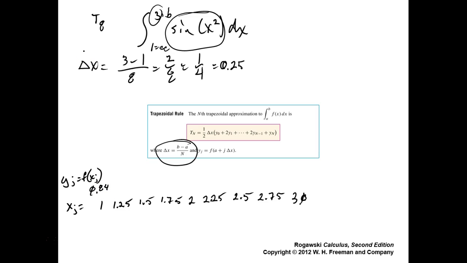Okay, let me just tell you, the book looks like they take it out 7 places. So give it to me 7 places. 0.8414709. Okay. Now for the 1.25, the first thing you're going to do is square that and then take the sine of that.